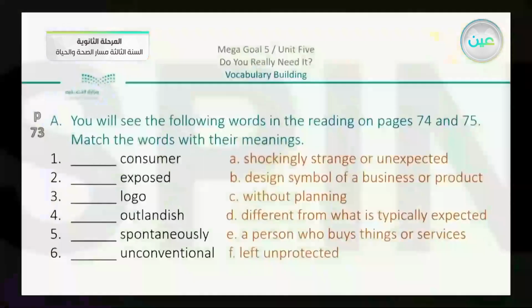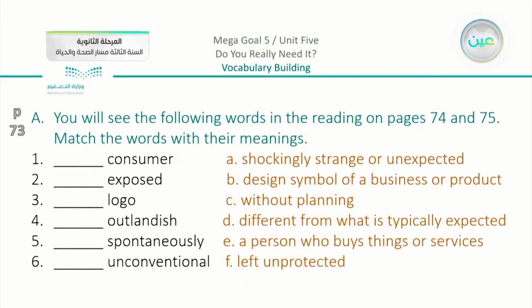Going back to our basic exercise in the book, page number 73, we have the first word, consumer. Now you can relate to the words that we have here. We have consumer, we can relate to a person. So we have here a person who buys things or services, which makes consumer E. Now something that we said is exposed, we can relate from the words that we have here with the word unprotected, which makes it a little bit dangerous. So we have here F for exposed. Now logo is simply related to one word, which is symbol. So we have here design symbol of a business or a product, which makes logo B.